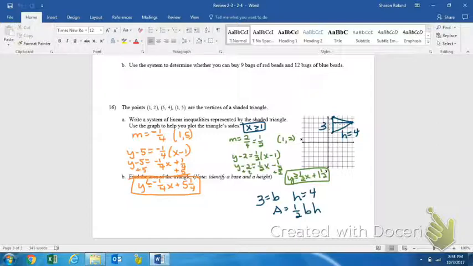Well, that would be 1/2 of 3 times 4. 3 times 4 is 12. Half of that is 6. And so it would be 6 units squared. That's your answer. Good luck on your test tomorrow.